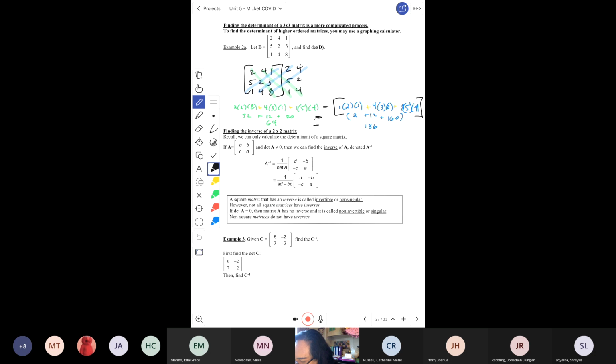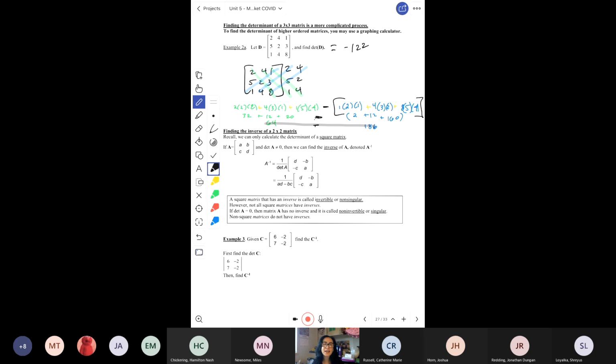So the determinant of D is what? You tell me. Perform that. What is the determinant of D? Negative 122. Negative 122. Excellent. Okay. So again, you append the first two columns, and then you look at diagonals, product plus product plus product, and then you subtract product plus product plus product. That's it. Higher ordered, you do on the calculator.